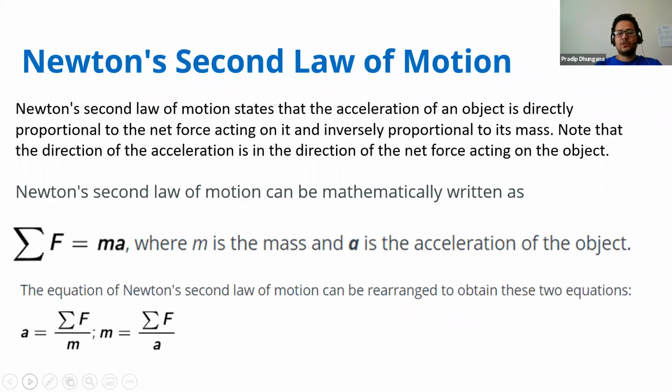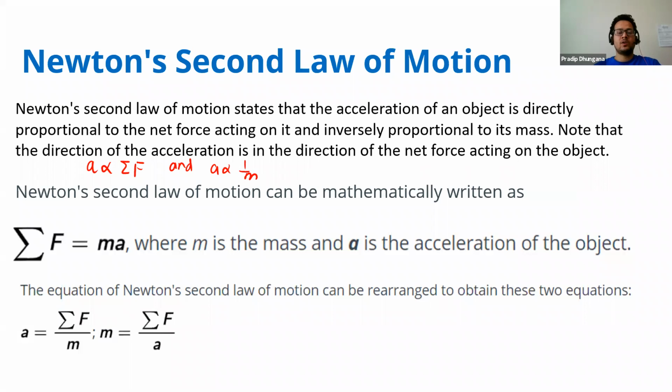Newton's second law of motion states that the acceleration of an object is directly proportional to the net force acting on it and inversely proportional to its mass. That means acceleration is directly proportional to the net force, that sum of F means net force, and inversely proportional to mass. The direction of the acceleration is always in the direction of the net force acting on the object.